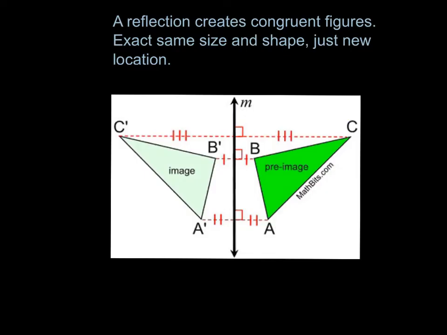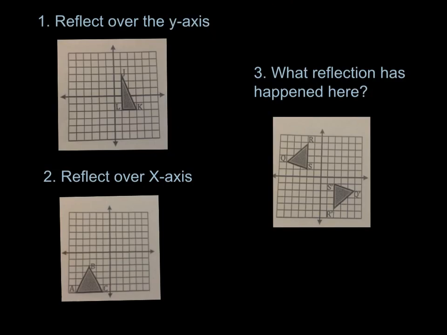Just an important point to make, a reflection creates congruent figures. Remember, congruent means equal. They are the exact same size and shape, just a new location. So here you can see that C is the same distance apart from this line, B is the same distance apart, and A is the same distance. And it does not change the size or the shape of the triangle.